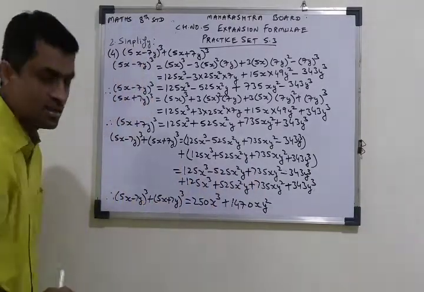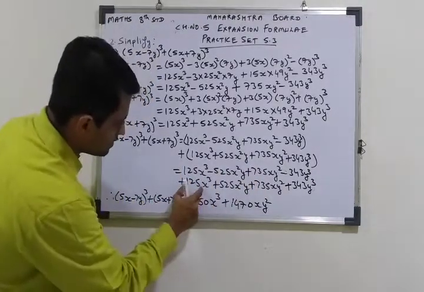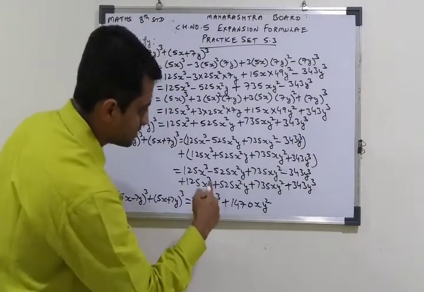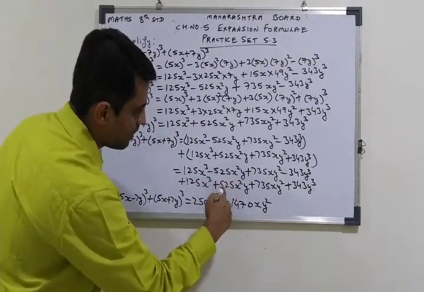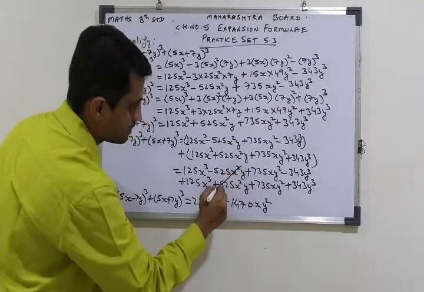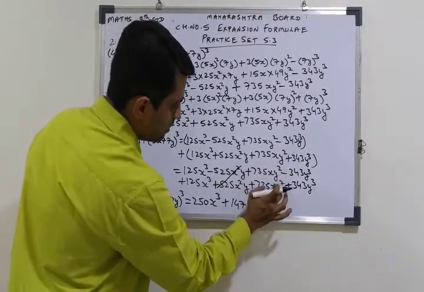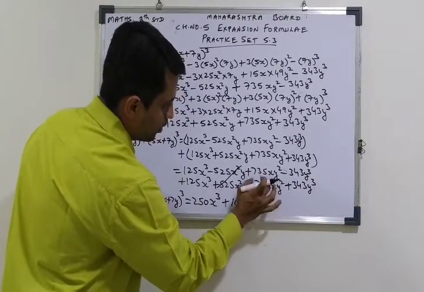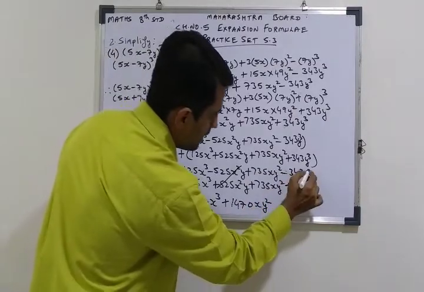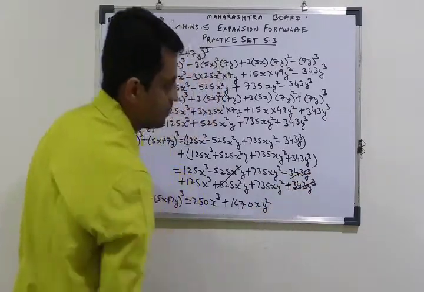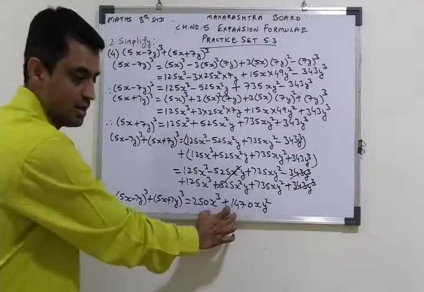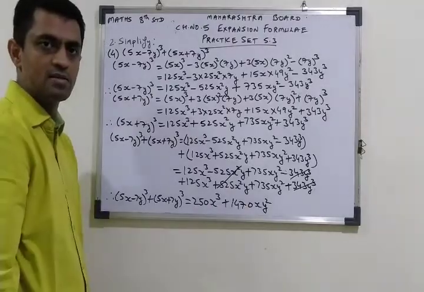Now check what is getting cancelled. You will see here this is plus, so it becomes 250x cube. This will get cancelled: minus 525 and plus 525, both like terms x square y. In this case also this will be added because both are plus, so we got 1470 x y square. This will again get cancelled, minus and plus. So this way we got our final answer. Is it clear? Please note it.